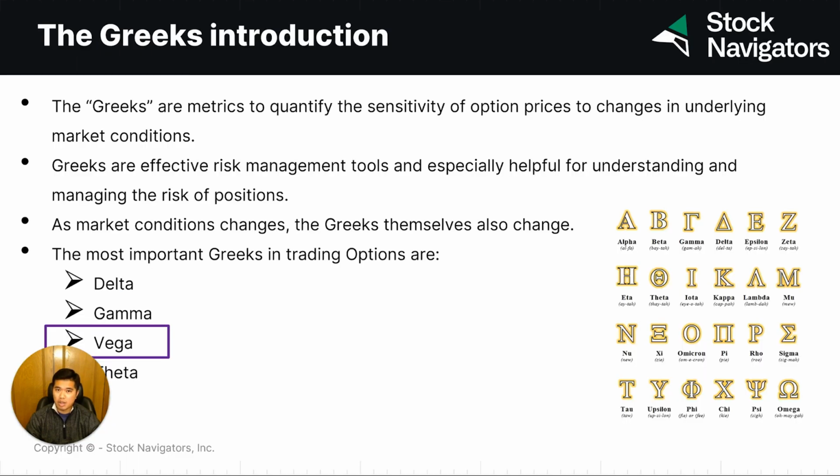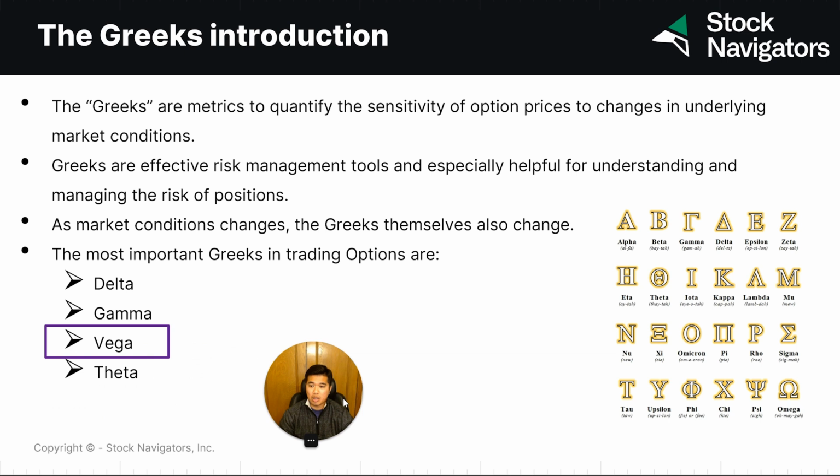In the previous video, we briefly talked about the Greeks, which are the metrics to quantify the sensitivity of option prices to changes in the underlying market conditions. And we briefly went over the delta and the gamma definitions. In today's video, we will talk about the Vega.